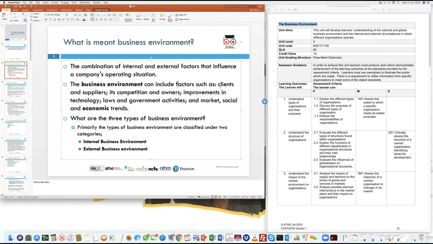It could be factors such as your suppliers, your competitors, competition. It could be staff. It could be technology. It could be laws or legislation. It could be activities which the government does, and economic activities which are an outcome of the government policies or announced policies for a particular country.